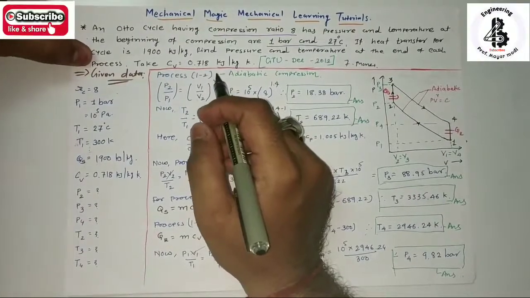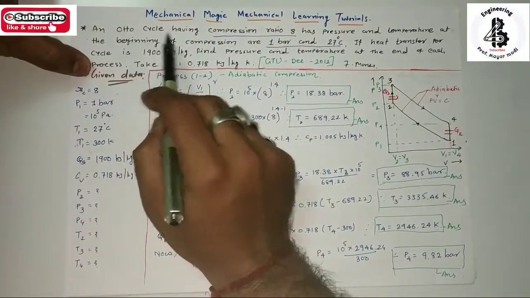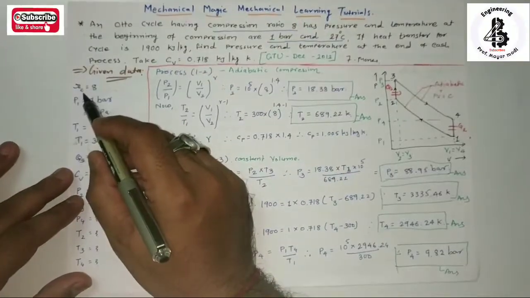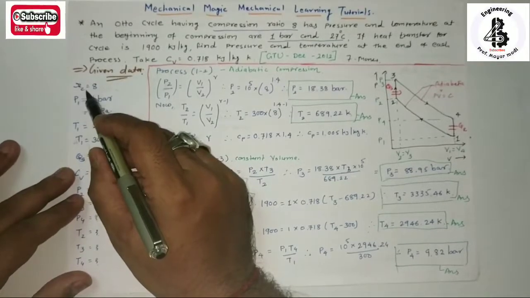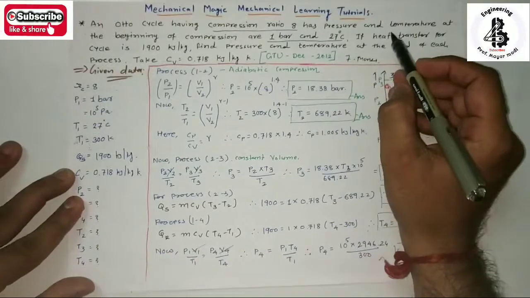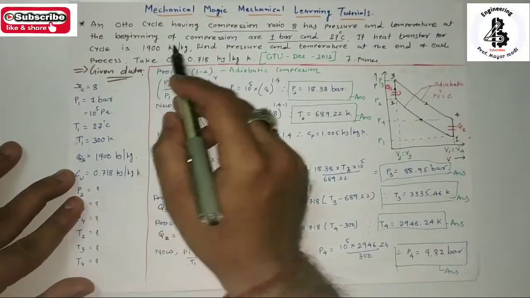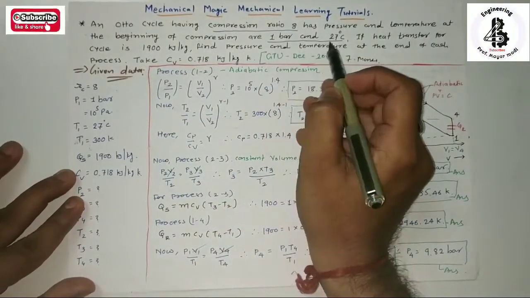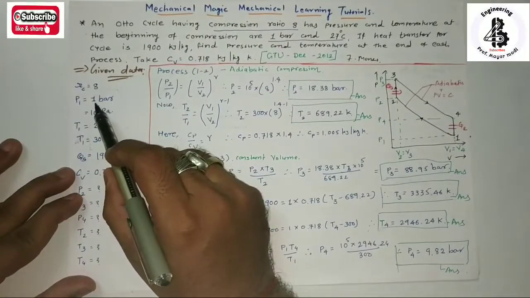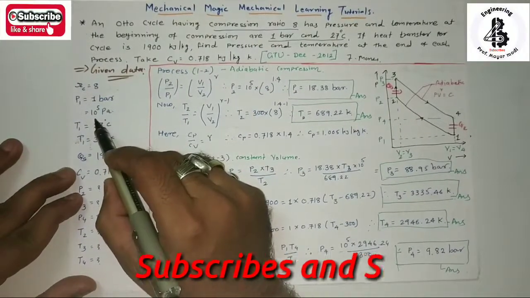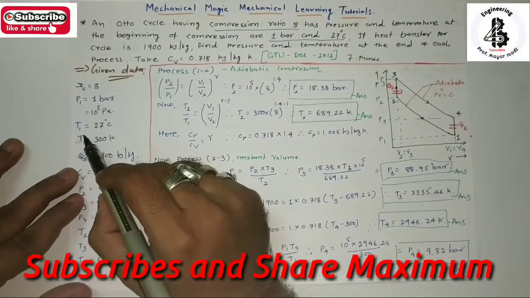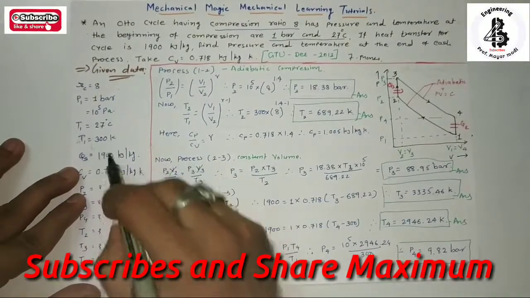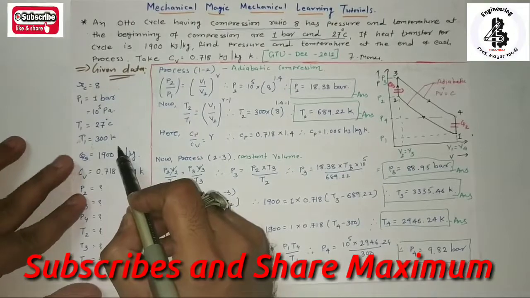So let us see the data. At the beginning, an Otto cycle having a compression ratio, representing as Rc, equal to 8. And pressure and temperature at the beginning of the compression are 1 bar and 27. So P1 equal to 1 bar, converting into pascals, 10 raised to 5 Pascal, and temperature T1 27 degree centigrade, converting into Kelvin, so T1 equal to 300 Kelvin.